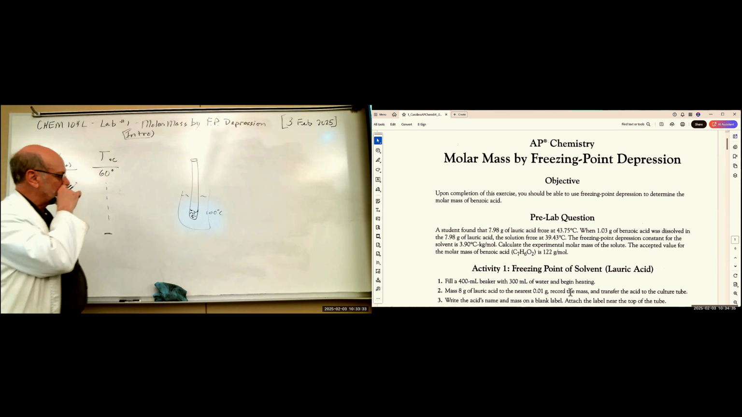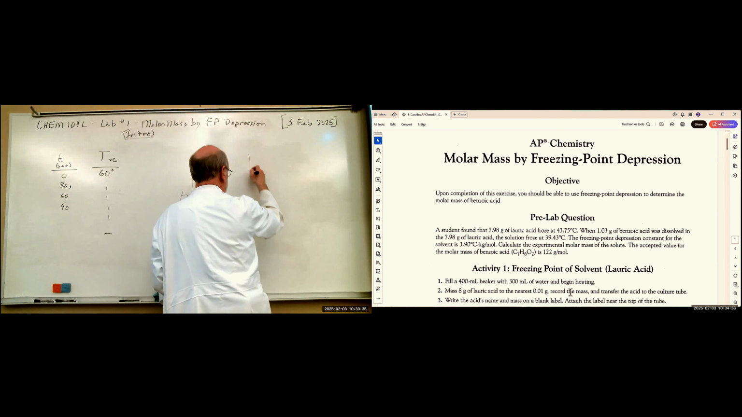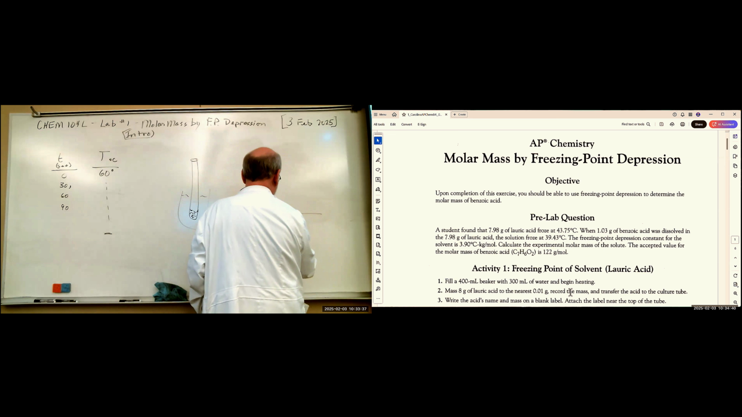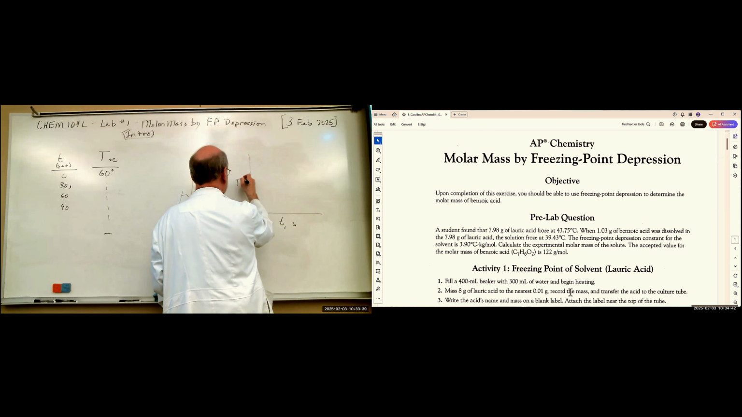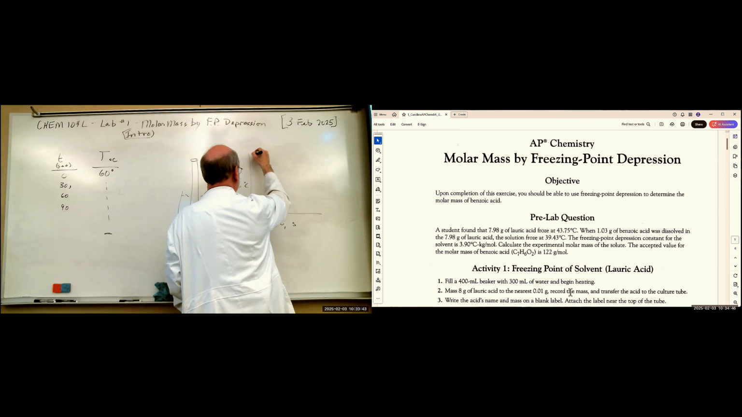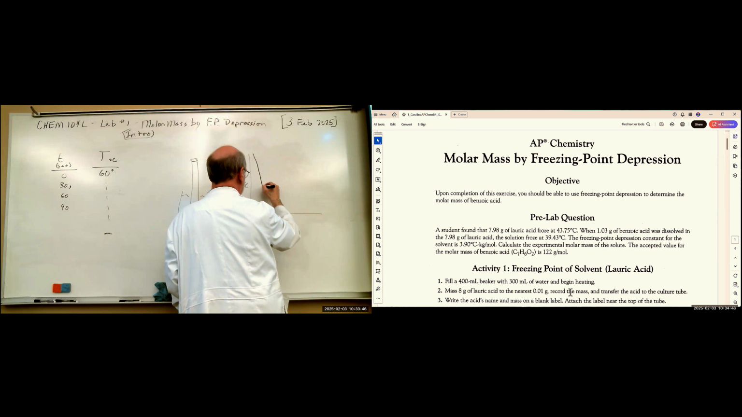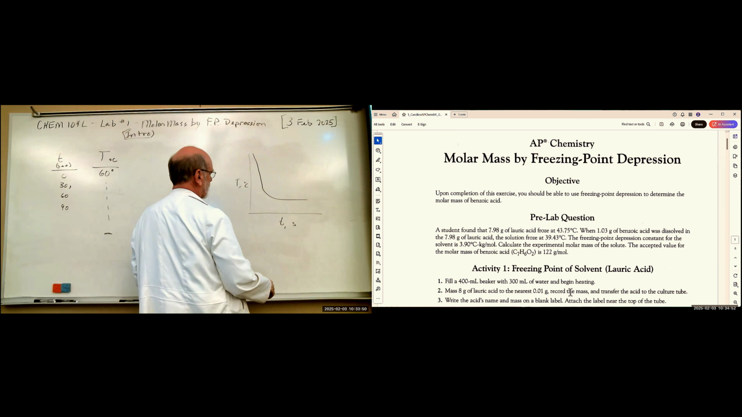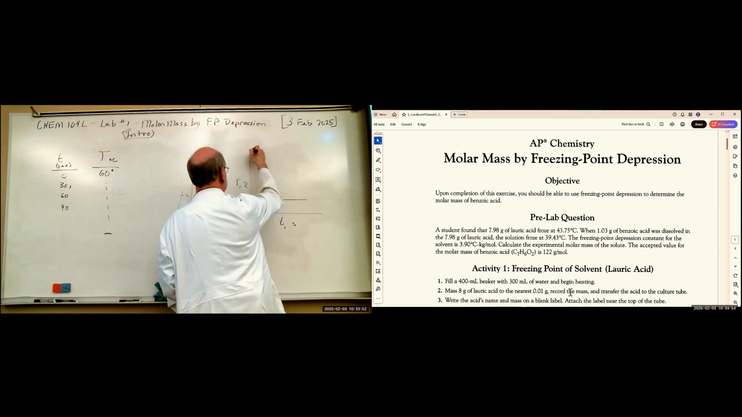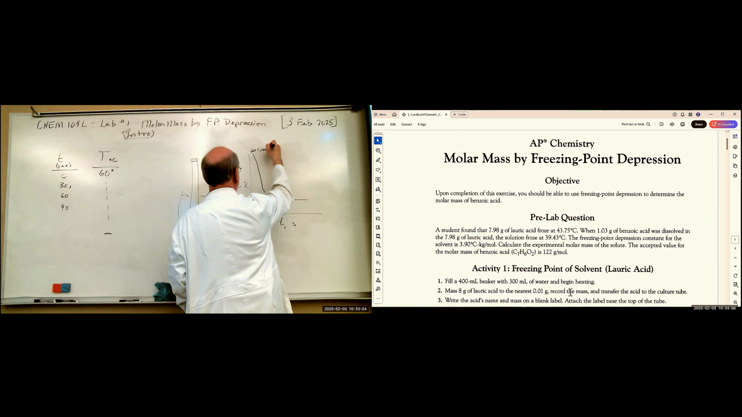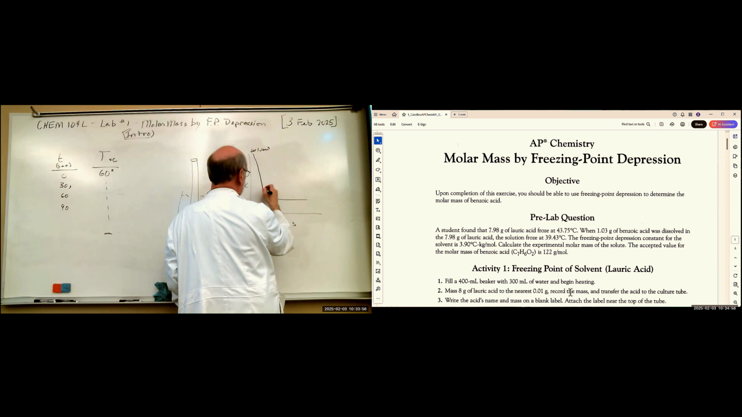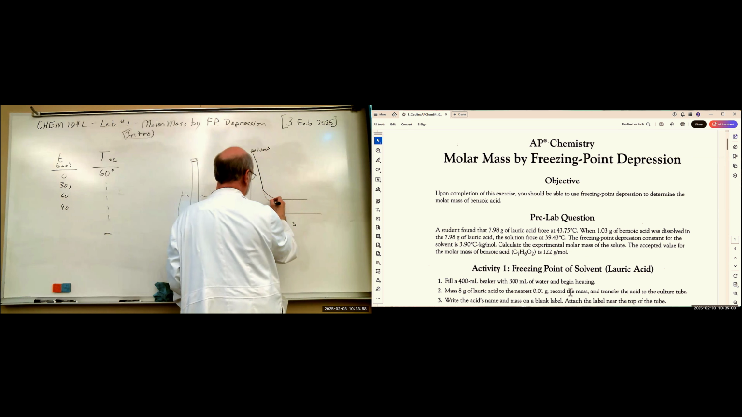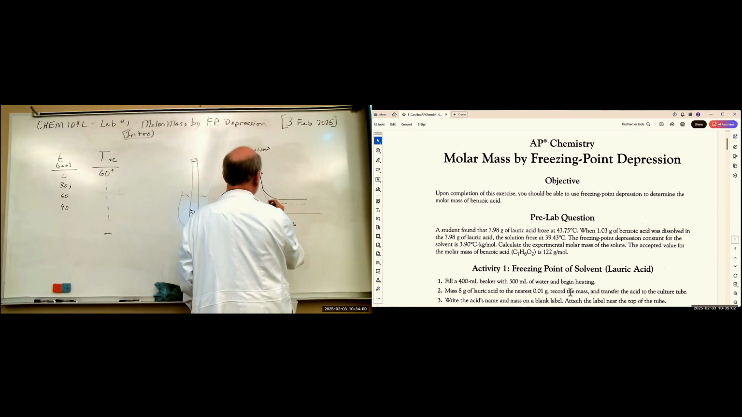So once we get to that point, if you graph it over time in seconds, with temperature in degrees C, it'll come down like this, and then it'll kind of gradually go like that. That's for the solvent. For the solution, it'll follow that line, but it'll go down here before it flattens out. So this is the solution.